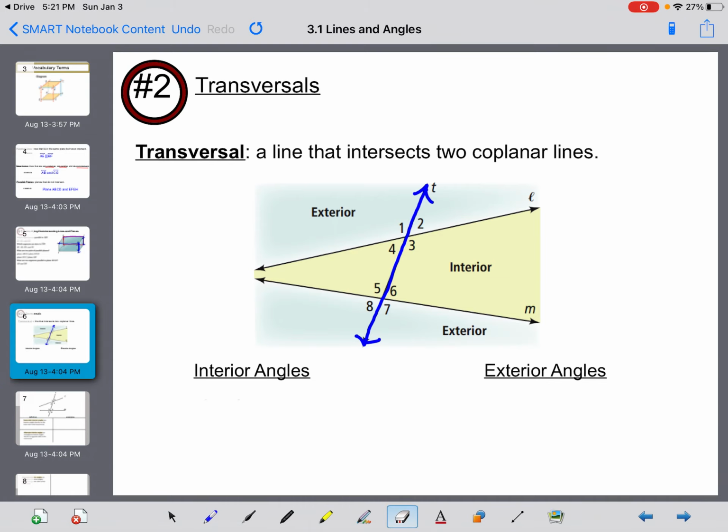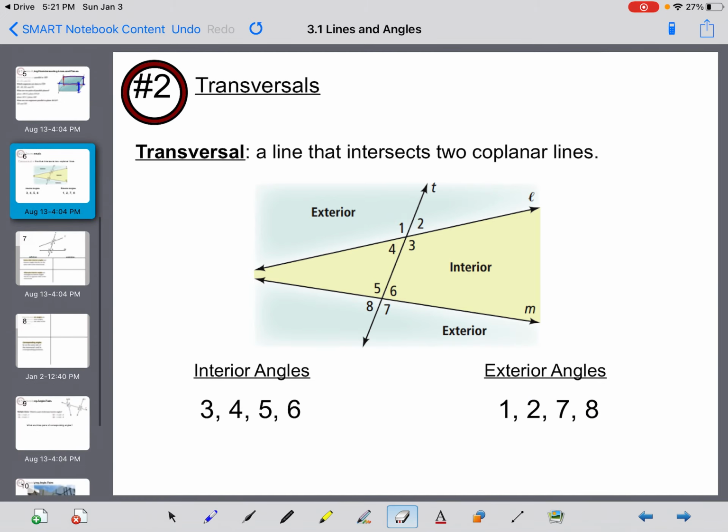So when we have transversals, there's such a thing as exterior angles and interior angles. Our interior angles are inside of the two coplanar lines, line L and line M. Notice it's got this kind of light yellowish color on the inside. Those four angles are angle 3, angle 4, angle 5, and angle 6. Your exterior angles, notice, are either on the top or the bottom outside of line L and line M, and that would be angles 1, 2, 7, and 8. So you have interior angles and exterior angles. That's going to help us in a second.